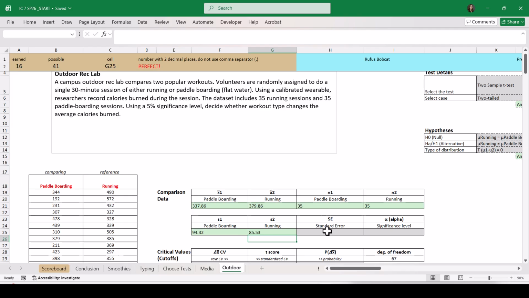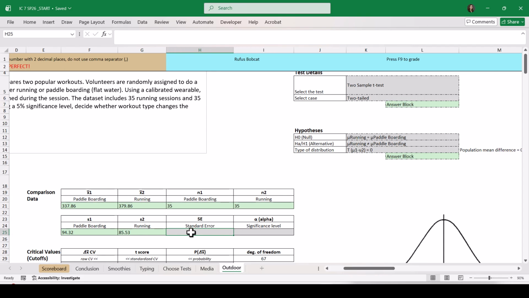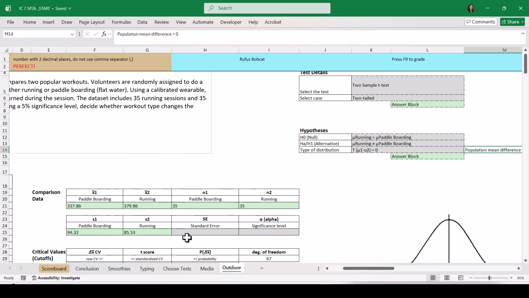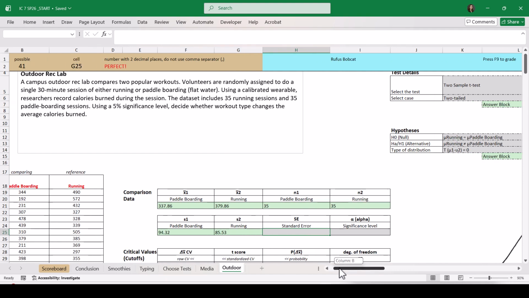All right, our standard error is the margin of error. And it's going to tell us, okay, if the difference between running and paddle boarding really is 0, this is what the average expected difference between 2 sample means would be. So the formula for that is the square root of the variance for the first group. So we have to square it, right?